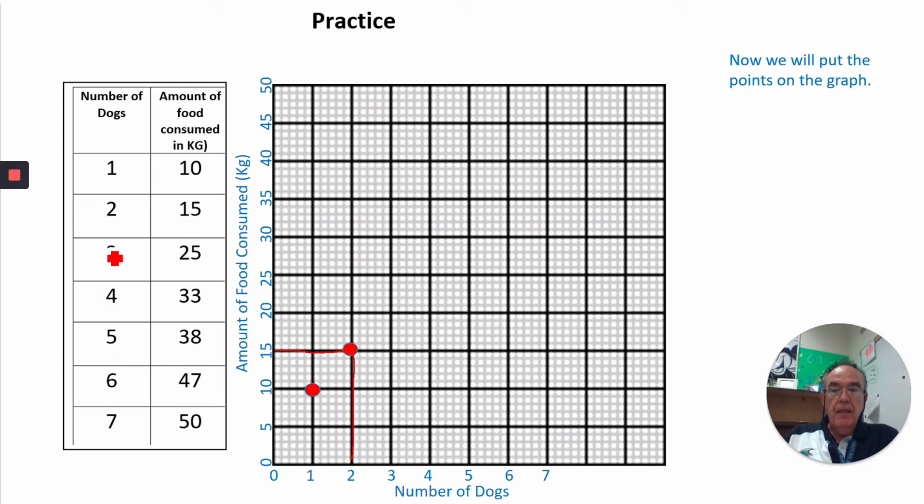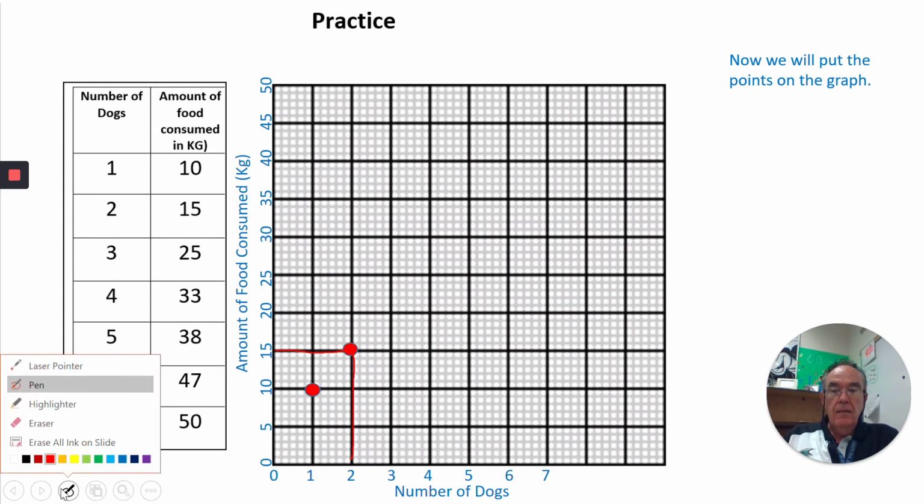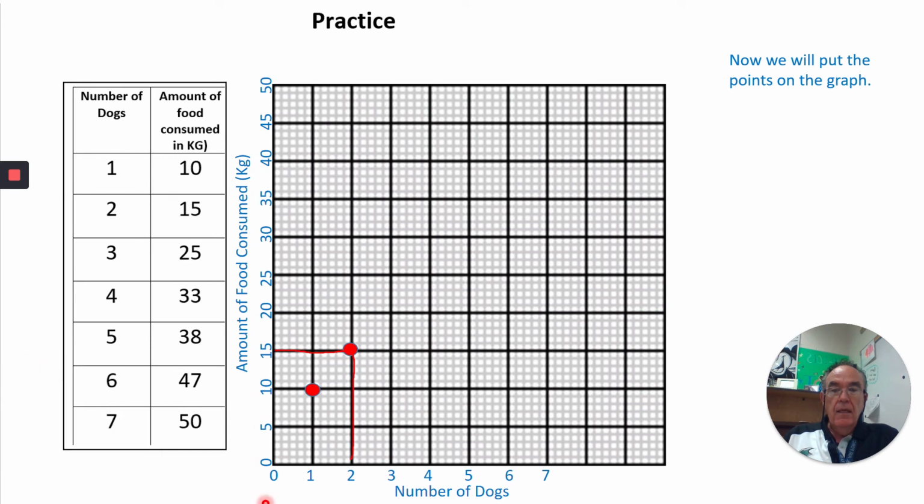The next one says 3 dogs, 25 kilograms. So we're going to come up 3 dogs along here. We're going to find 25 kilograms, and we should be able to put our dot right there. The next point says 4 dogs and 33 kilograms. We're going to come up from 4 dogs, and here's 31, 32, 33. So we're going to come over, and our dot should go right there.